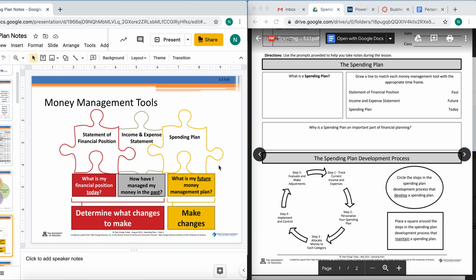And then we have our income and expense statement. And this is going to be looking into the past. So how have I managed my money? What have I spent my money on in the past? Maybe the past month, maybe the past 6 months. And then we have our budget or our spending plan, which is looking forward into the future about how I'm going to manage my money.